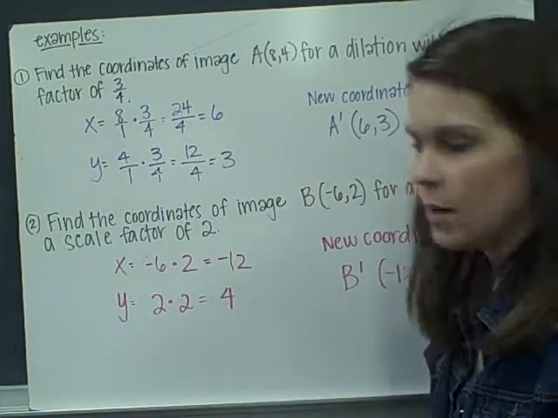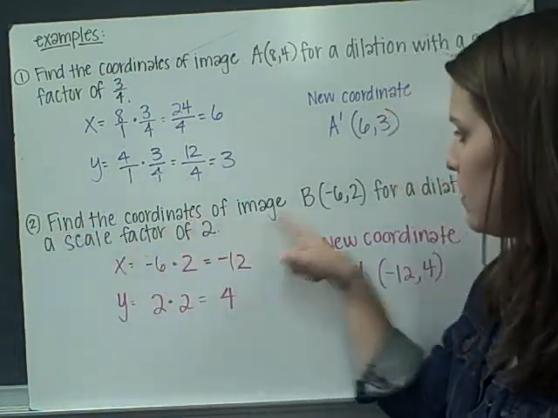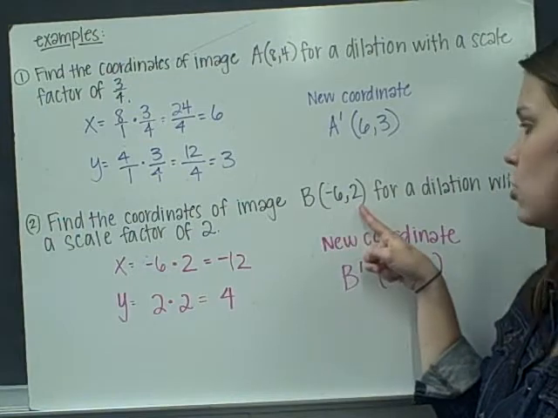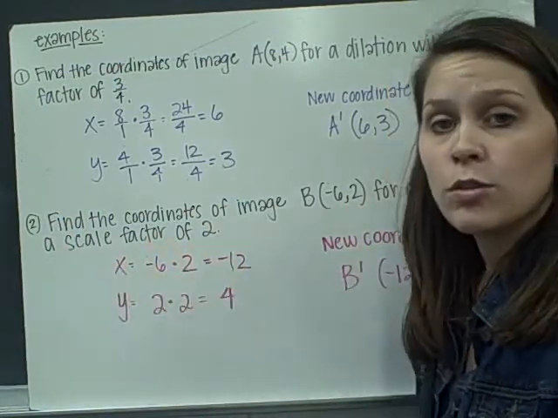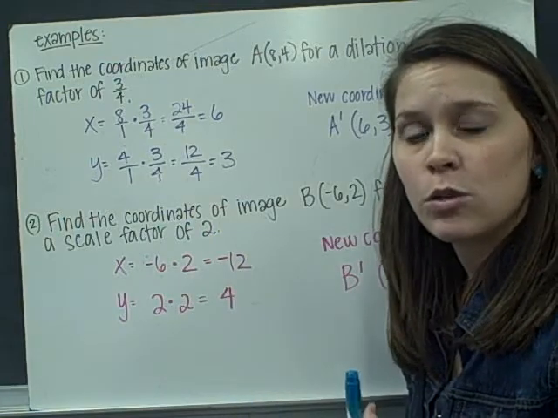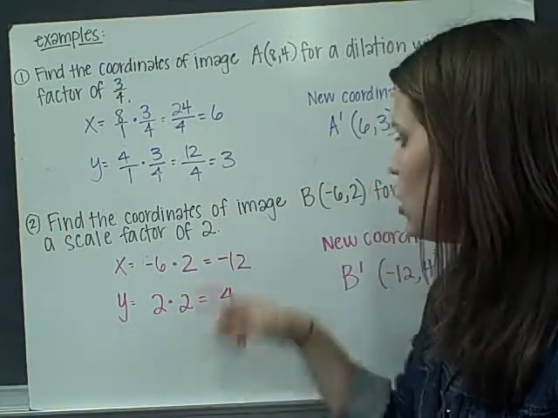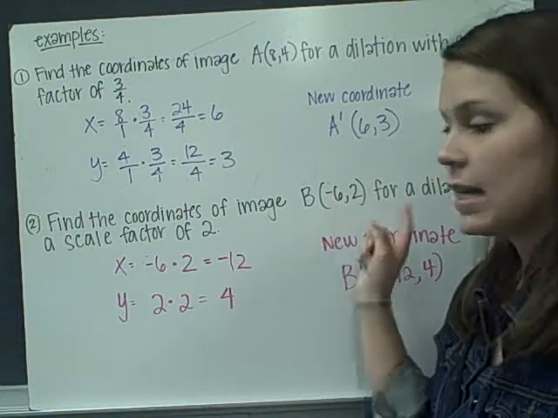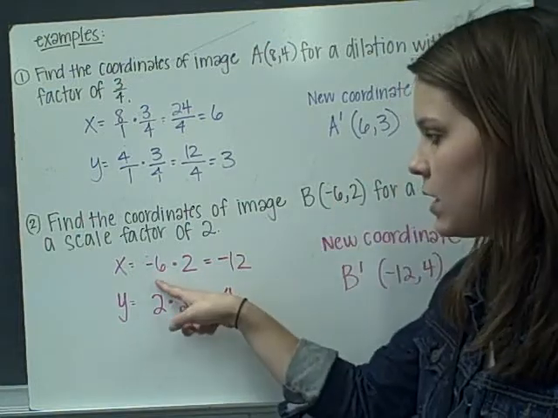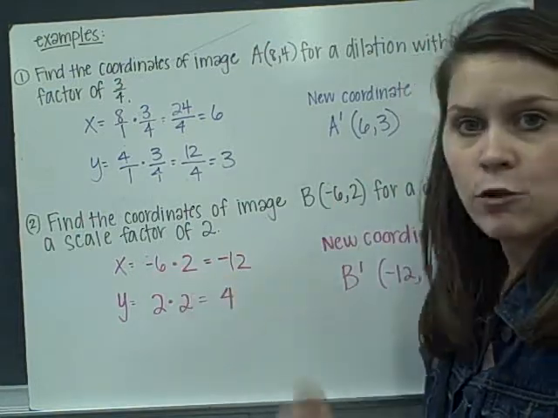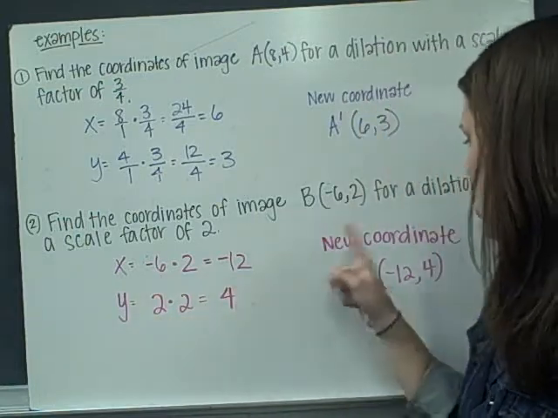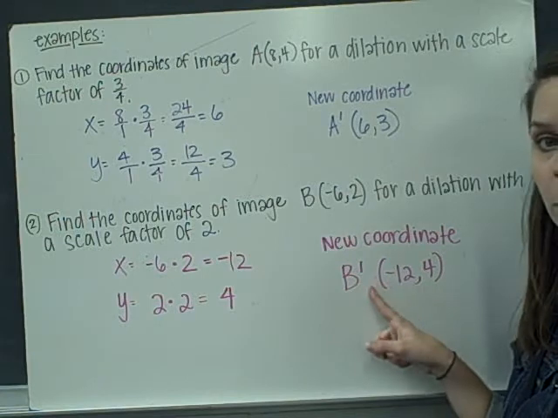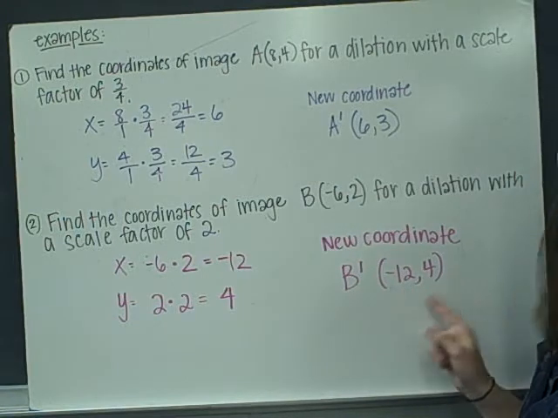Let's look at another example. It says find the coordinates of image B, which is -6, 2, for the dilation with a scale factor of 2. So the scale factor is greater than 1, so that means we're making it bigger. So you multiply 2 by the x and the y values. So x is -6 times 2 is -12. The y value is 2, so 2 times 2 is 4. So our new coordinate, named B prime, is -12, 4.